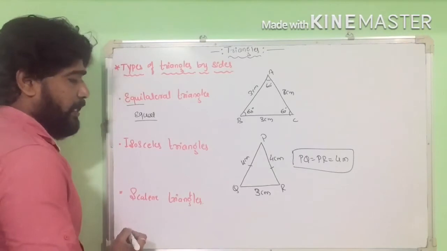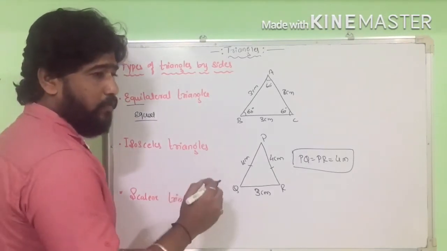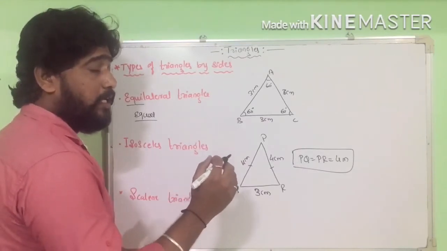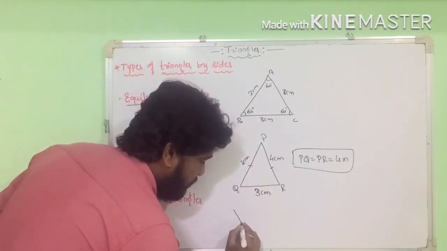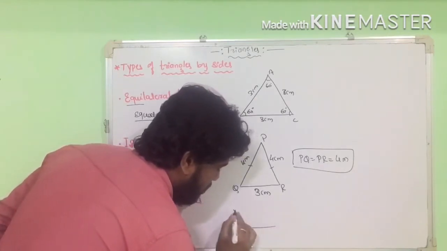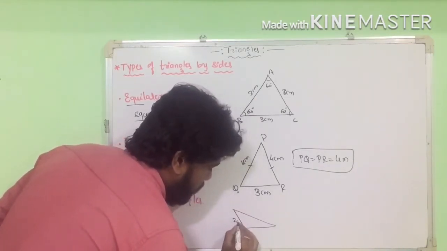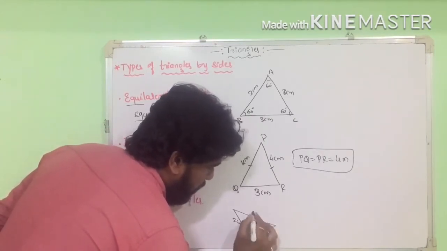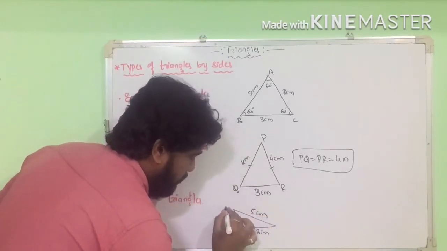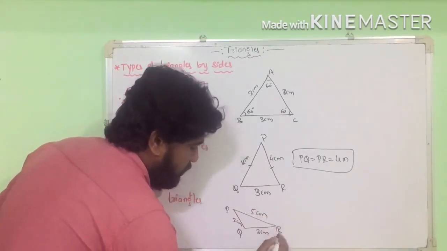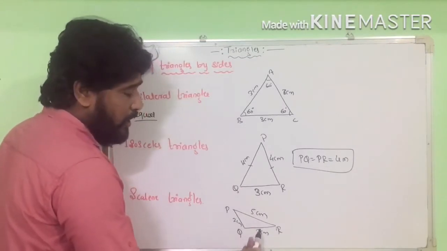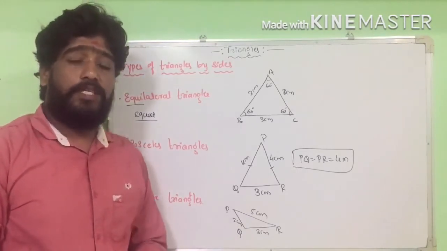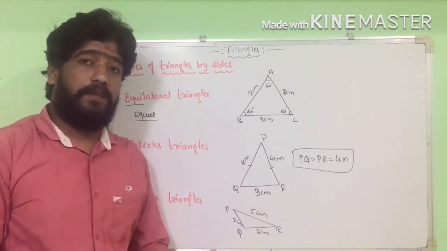Next, scalene triangle. A scalene triangle is a triangle in which all three sides are different. So for example, it is 2 centimeters, 3 centimeters and 5 centimeters. PQR. So the three sides are different in length. So it is a scalene triangle. A scalene triangle is a triangle in which the three sides are different.